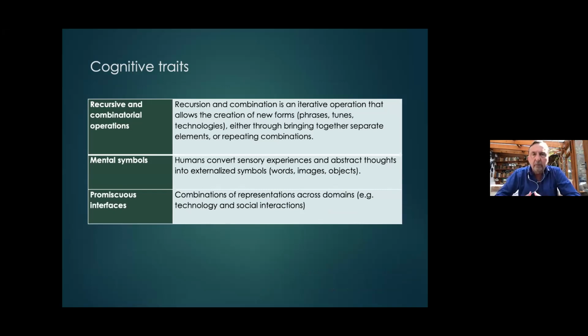Mental symbols, where we convert sensory experiences into external ones, or words and objects coming out. And what Mark Hauser calls promiscuous interfaces, which is combinations of representations across domains. In other words, you take something from technology, your folk physics in your brain, and you link it up with something to do with social behavior. And that, of course, is where a lot of symbolism comes from, and how you can aggregate technologies.